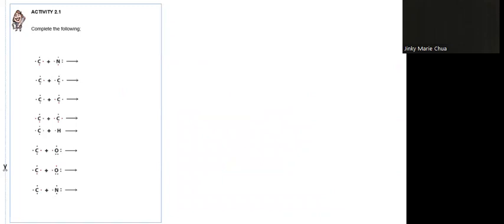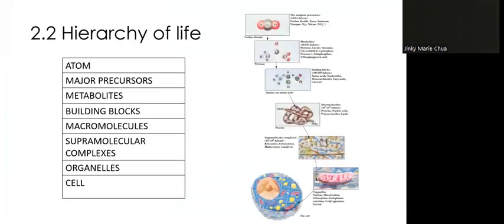So that's why for your activity 2.1, this is just an exercise for you to check the bonding of your carbon with other CHON atoms. So carbon-carbon, carbon-hydrogen, carbon-oxygen, carbon-nitrogen, and see how many bonds you can form when you put them together.